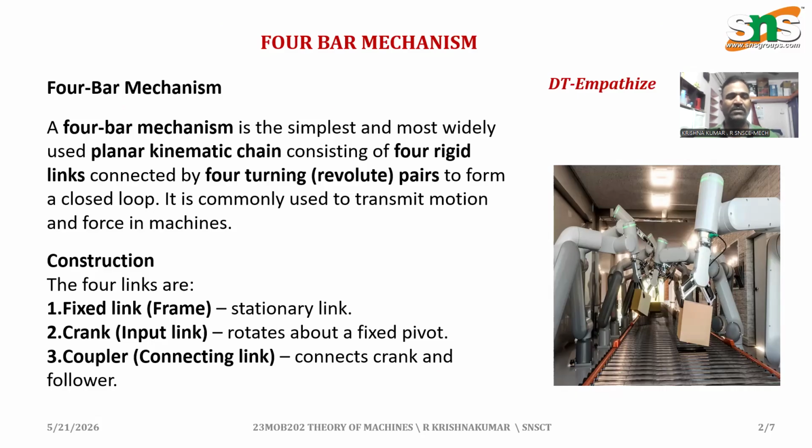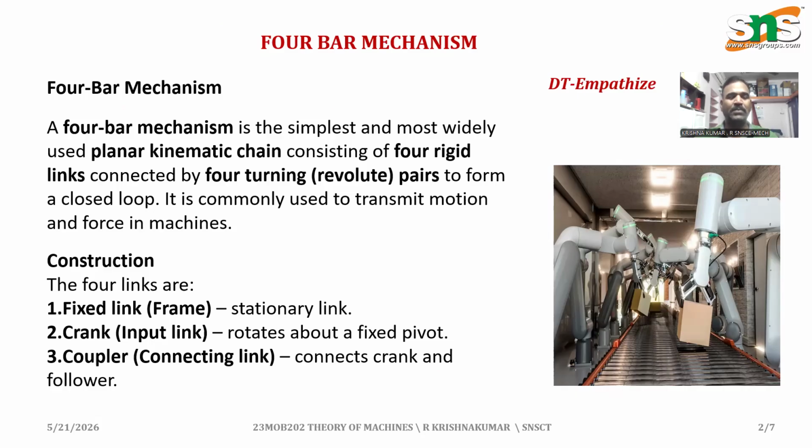The four links of the mechanism are generally named the frame, crank, coupler, and rocker. The fixed link is called the frame. The link that rotates completely about a fixed axis is called the crank. The intermediate link connecting the crank and the follower is called the coupler, while the link that oscillates is called the rocker or follower. The movement of one link causes a constrained and predictable movement in the remaining links.